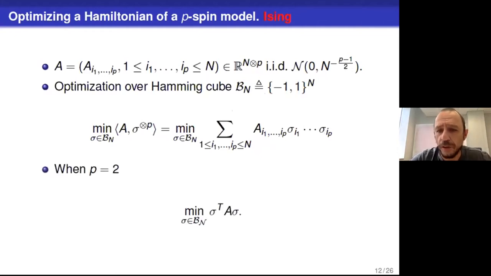In this case, whether you're minimizing or maximizing doesn't really matter by symmetry of the normal distribution. So let's say we are minimizing. We are trying to find a binary vector sigma which makes this sum product as small as possible. Incidentally, when p is equal to 2, when A is just a matrix, then you're just minimizing this quadratic form with respect to this matrix A. But it's not a trivial problem because we're minimizing only over the binary cube. So the question is, what's the optimal value? Can we find it in polynomial time? And so on and so forth.